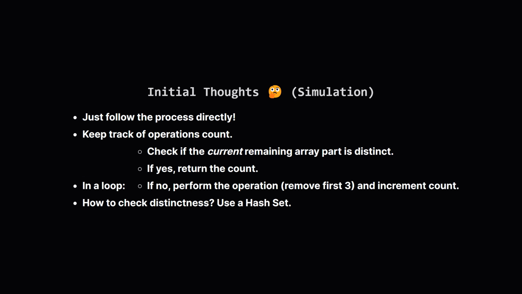The answer is 2. Okay, so the most straightforward idea, like we just did in the examples, is to just simulate the process. We start with 0 operations. Then we check, is the current list distinct? If yes, we're done, return the count. If not, we perform one operation, chop off the first 3 elements, and add 1 to our operation counter. Then we repeat, check the new, shorter list. Is it distinct? Keep going until the list becomes distinct. To check for distinctness efficiently, we can use something like a hash set. We just add elements to the set as we see them, and if we ever try to add an element that's already in the set, we know we have a duplicate.